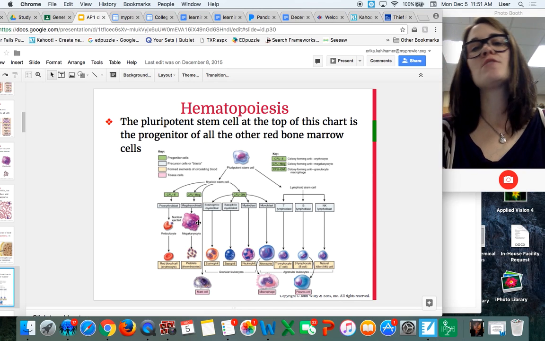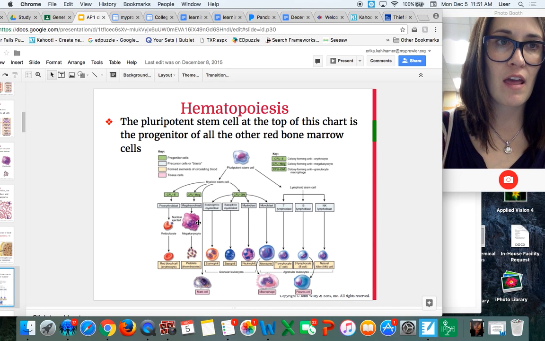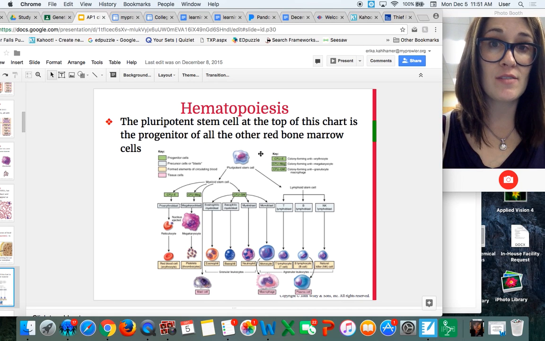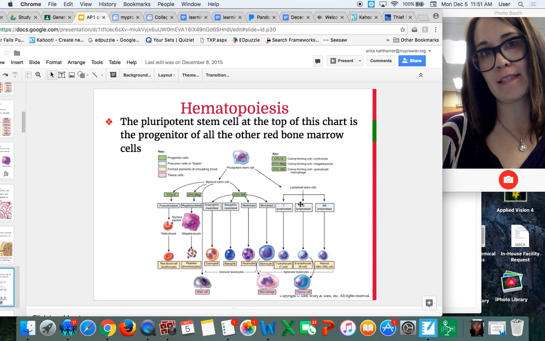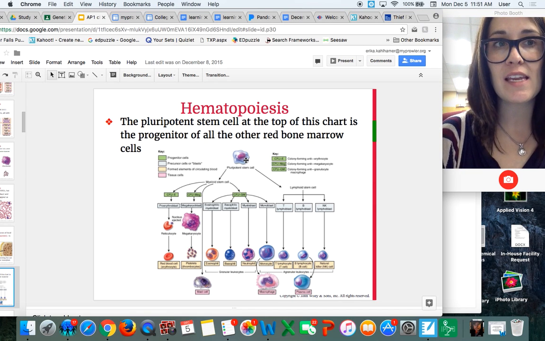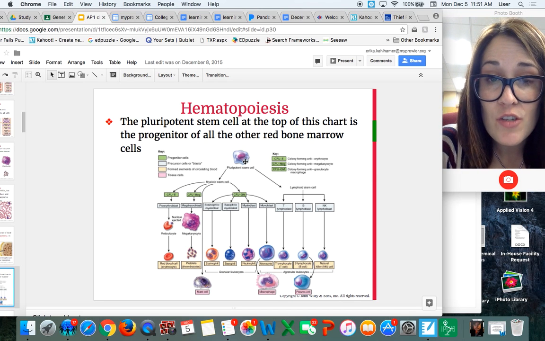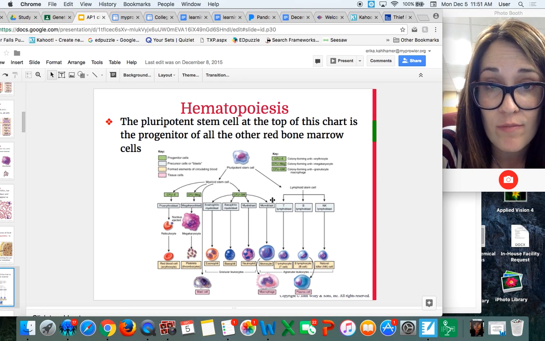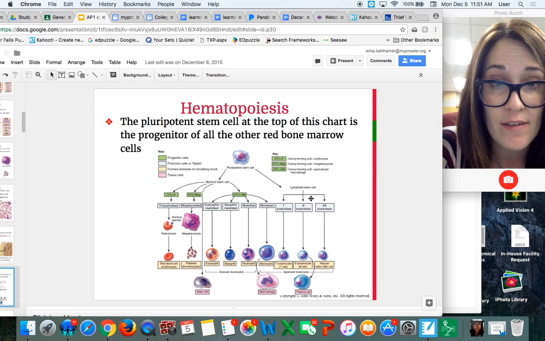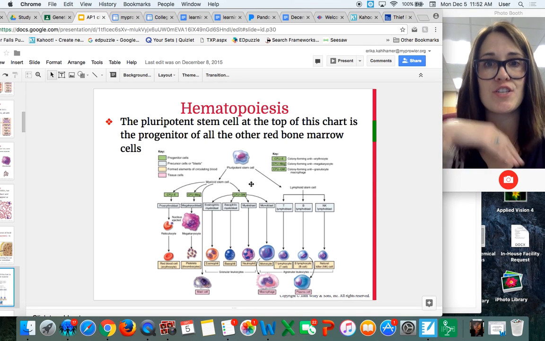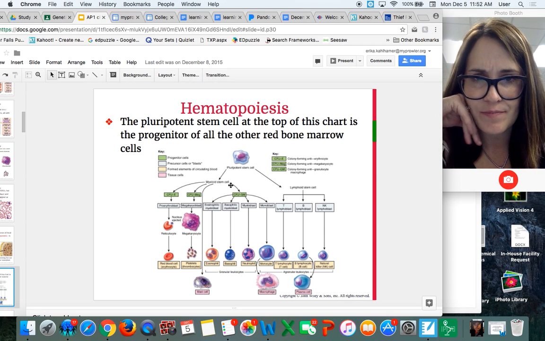This figure shows the blood cell lineage, essentially the different routes that pluripotent blood stem cells can take to become the specific kinds. This is the progenitor of all the other red bone marrow cells, meaning it's the beginning cell. It comes first to begin with. So a cell could go down this myeloid stem cell route, or it could be split off into the lymphoid stem cell. So this is one of the specific steps it will take to become more differentiated, more specialized.